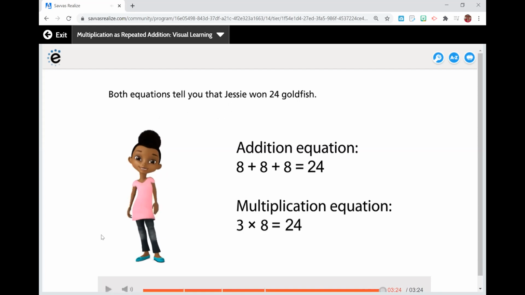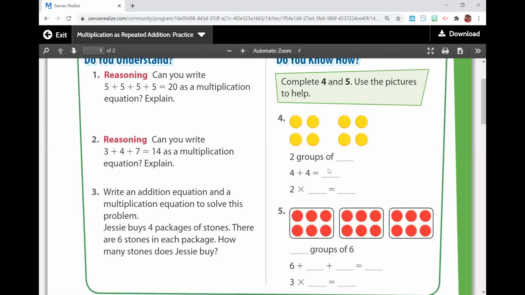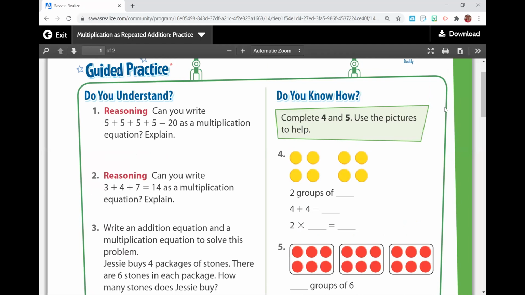All right, we are going to go to page number 9 and continue to practice multiplication with equal groups and repeated addition. We're going to start on the do you understand side. Number 1, reasoning. Can you write 5 plus 5 plus 5 plus 5 equals 20 as a multiplication equation? Yes or no? And then we'll have to explain. What do you think? Can you or can you not? You can, because if we have equal numbers and groups, we can multiply.